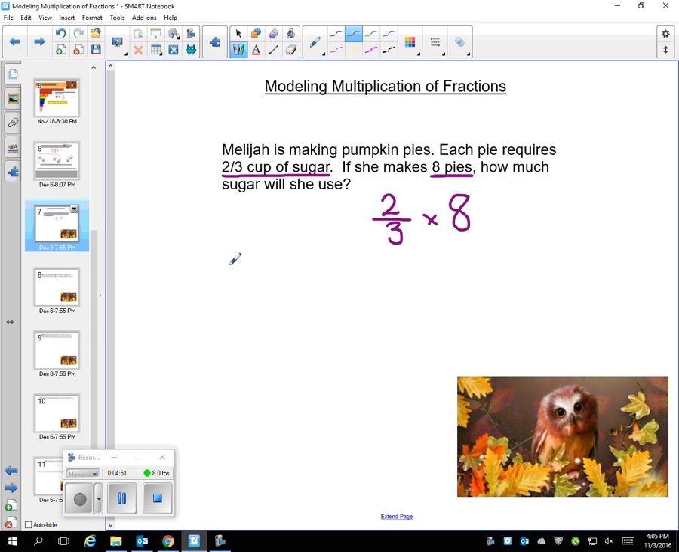So I suggest you take your marker and let's just draw a circle, draw a pie. And let's split that pie into thirds, because 2/3 of that is going to be sugar. So let's shade in with our pencil the 2/3. I find it very challenging to color with my mouse and a computer screen.